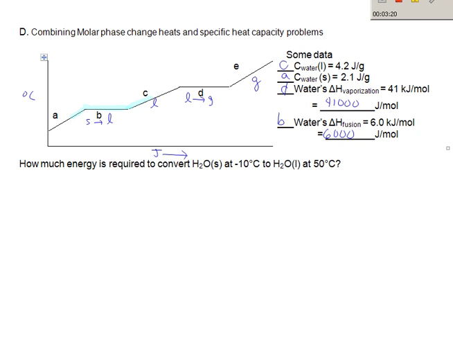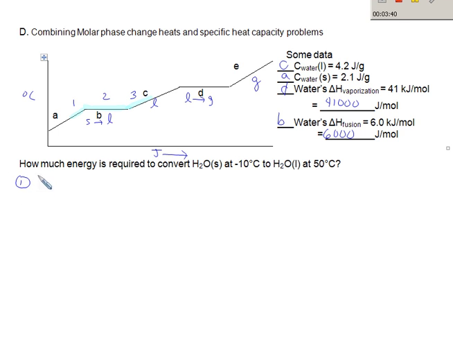So we can divide this curve into three different portions that we're going to be looking at. There's part 1, part 2, and part 3. And we have to calculate the energy that is required to make each one of these changes. So let's do the first part. So we're going to do part 1.